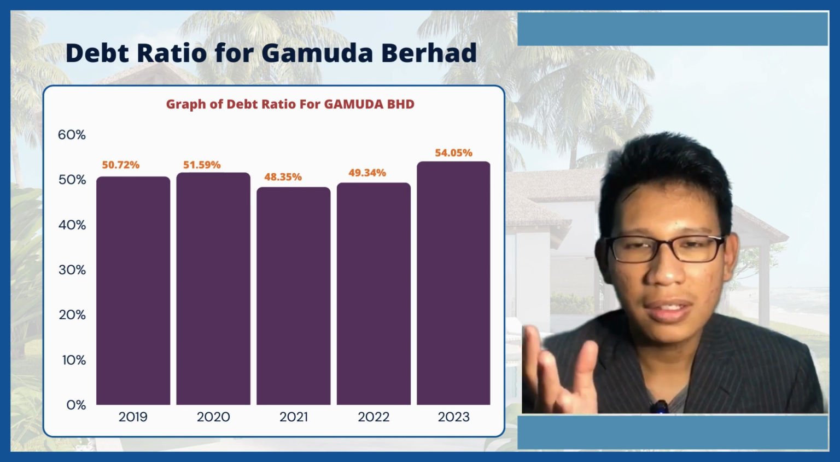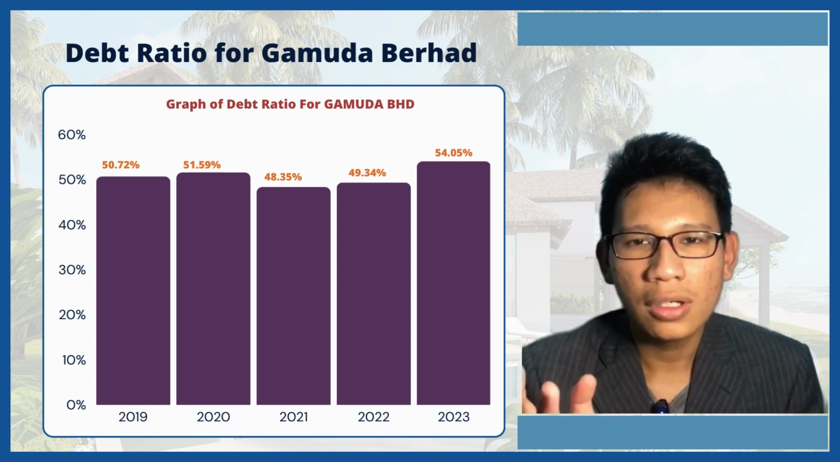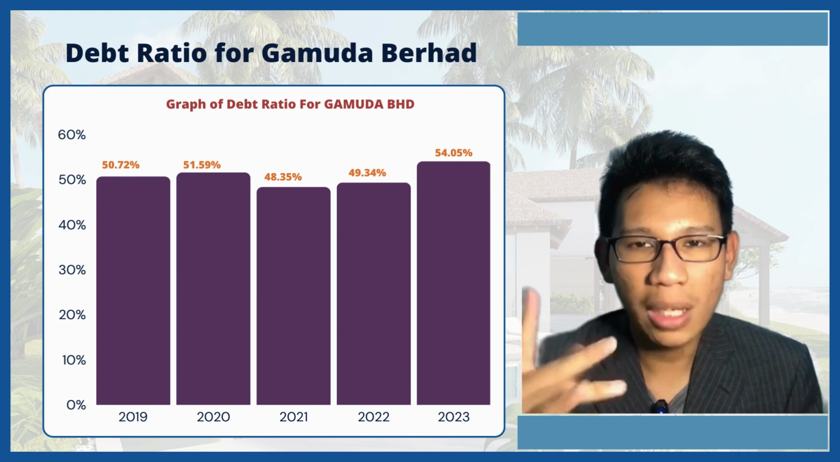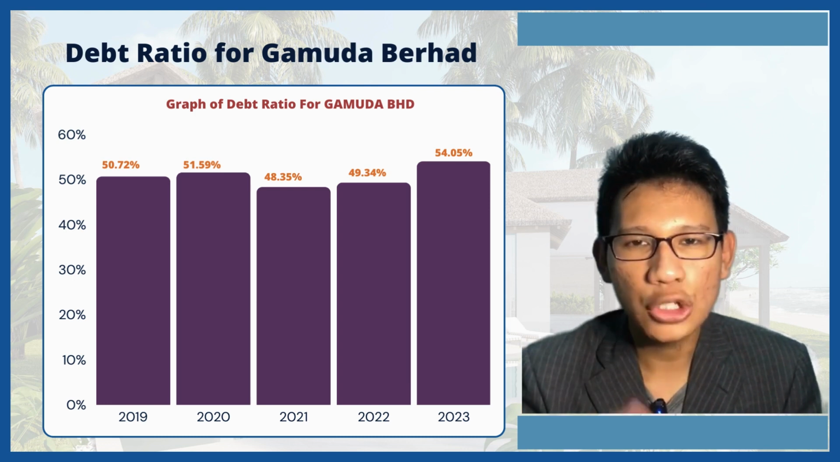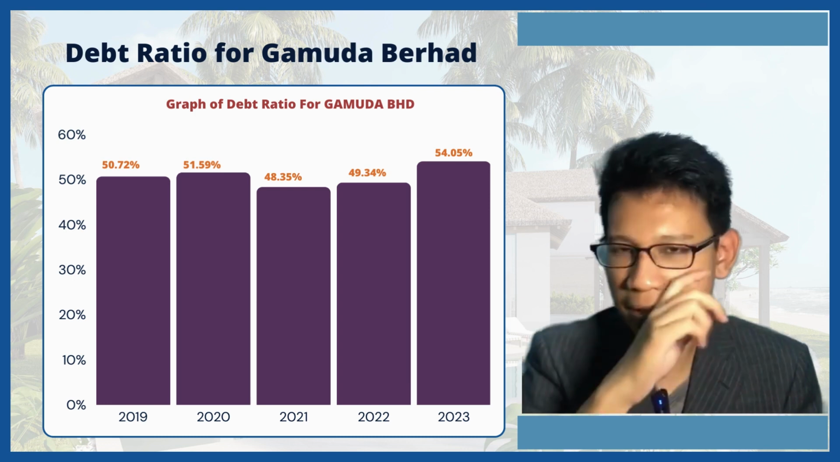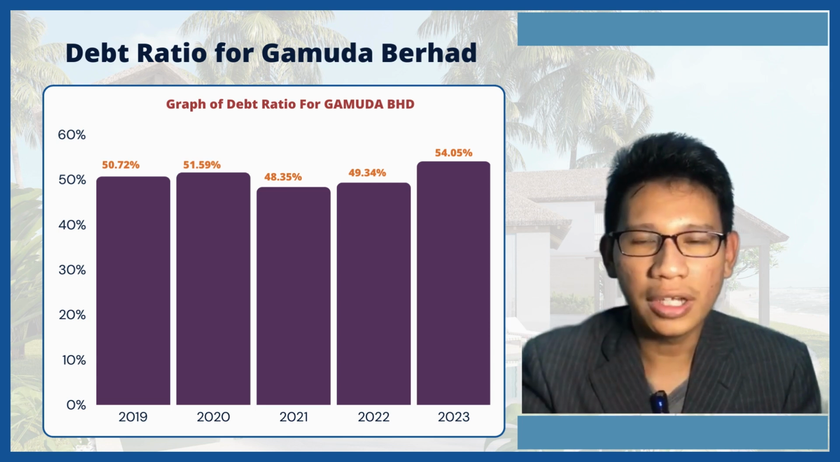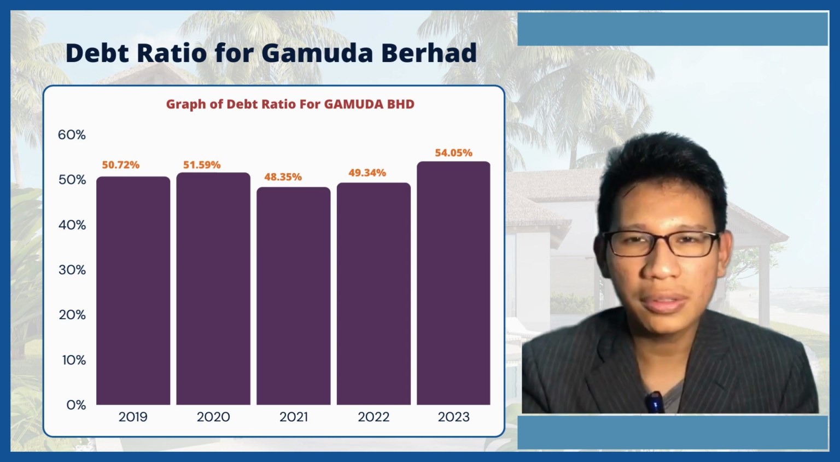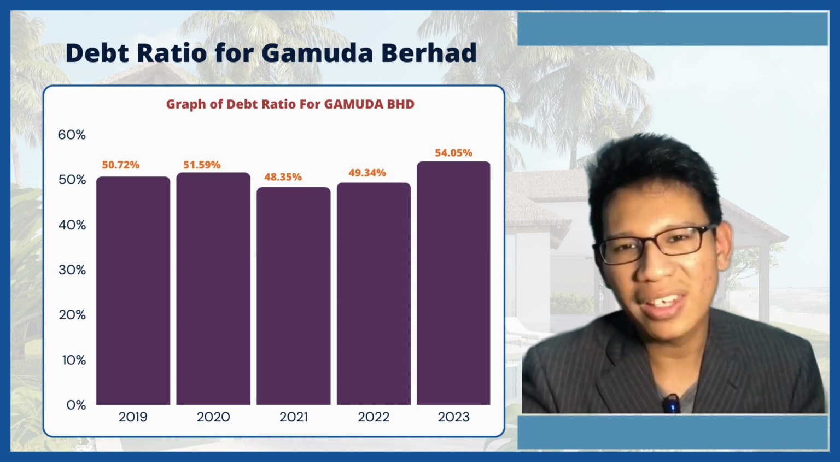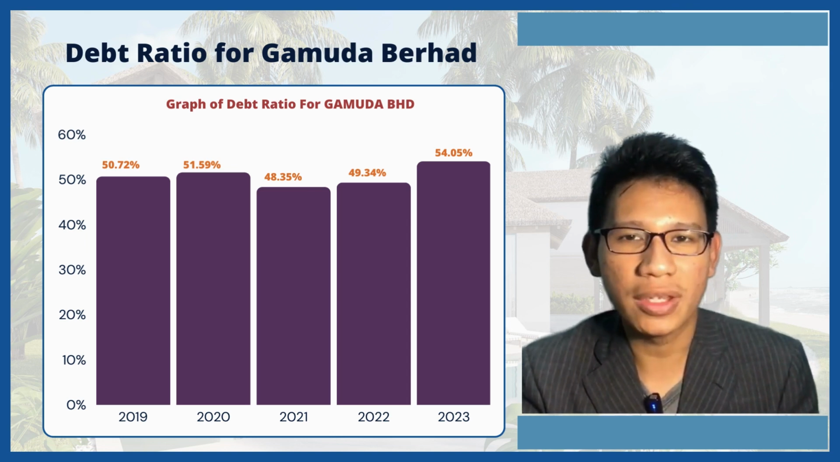In this part, the graph shows the debt ratio of Gamuda Berhad, showing a negative trend starting from 2019 until 2023. Due to the economic climate and so on, the company relies more on debt for its day-to-day operations.